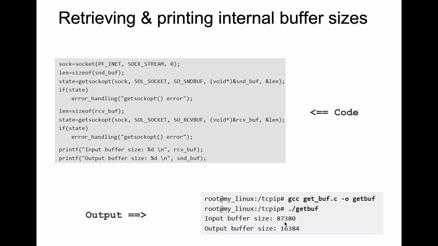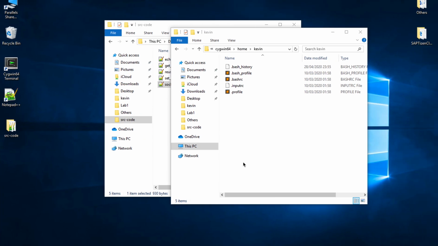87,380 bytes, which is the input buffer size, the buffer size that we use for retrieving data from other machines. And the output buffer size, the buffer size used for transferring data, is actually 16,384 bytes.